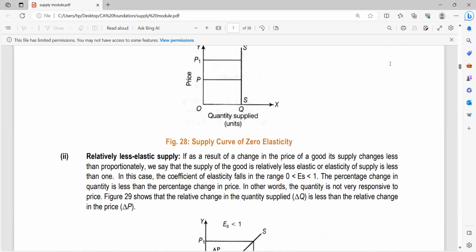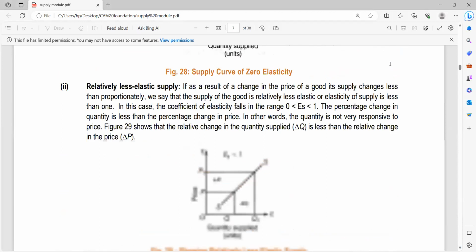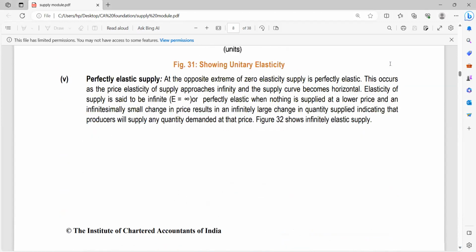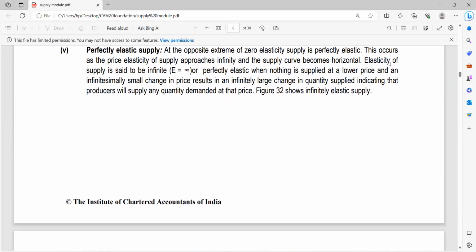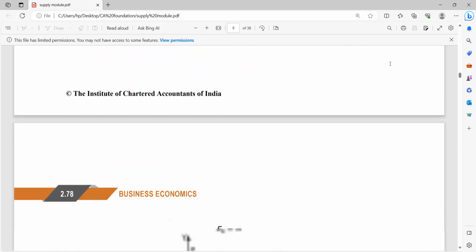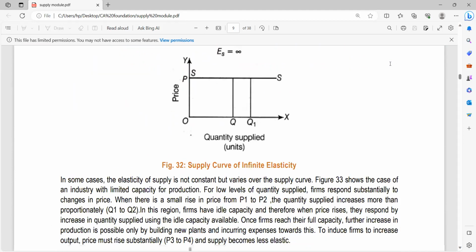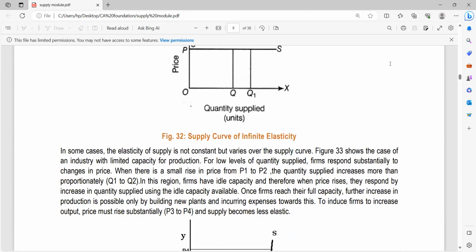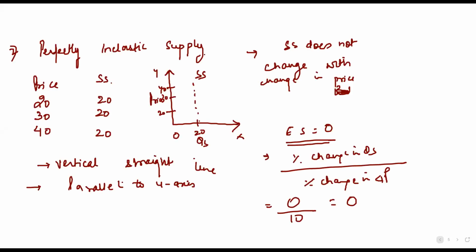Similarly, we'll have a perfectly elastic supply also here. Wait a second, I'll show you. This is perfectly elastic. See, this is perfectly elastic, right? So we've seen these two types of elasticities now, perfectly elastic and perfectly inelastic.